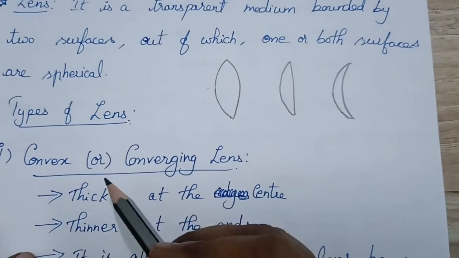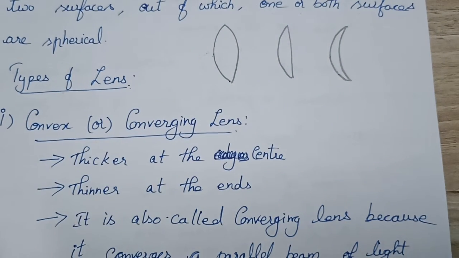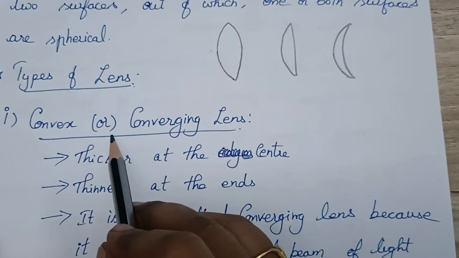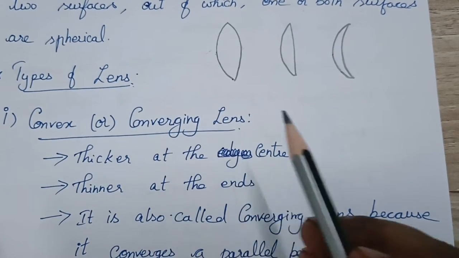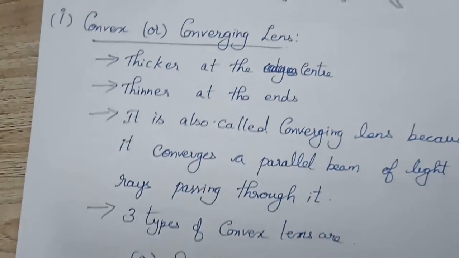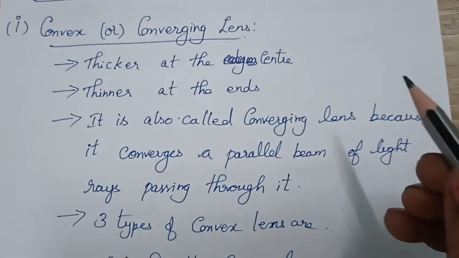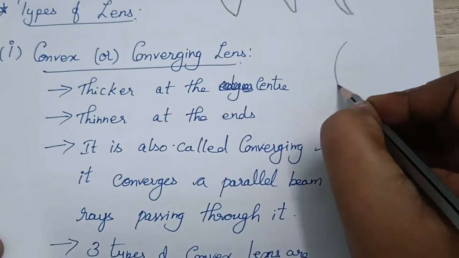So we'll see the types of lens. The types of lens are the convex lens and the concave lens. A convex lens is otherwise called a converging lens. So what is meant by a convex lens? This is your convex lens.